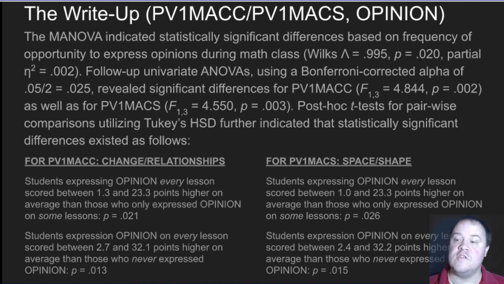So for space and shape subtest, students expressing opinion every lesson scored between 1 and 23 points higher on average than those who expressed opinion only on some lessons, p-value 0.026. And then students expressing opinion on every lesson scored between 2.4 and 32.2 points higher on average than those who never expressed their opinion, a p-value of 0.015.